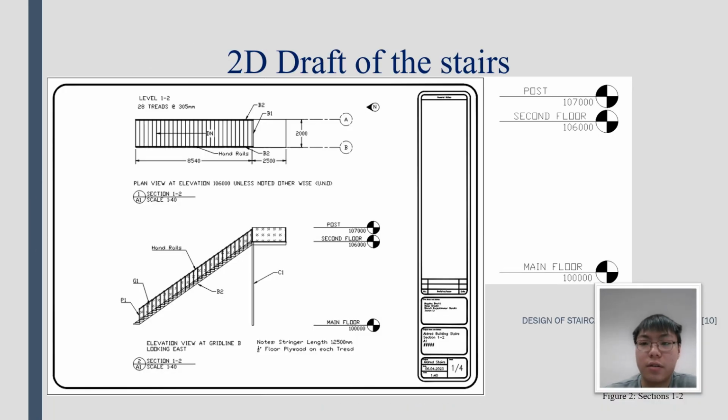Okay, so this is the stairs for the first floor going to the second floor. So pretty much the first floor stairs will have 28 treads at 305 millimeters, and this is 8.54 meters long and 2 meters wide for the treads. The landing is 2 meters wide and 2.5 meters long. The landing has a 28 millimeter width. The drawings have a side and top view.